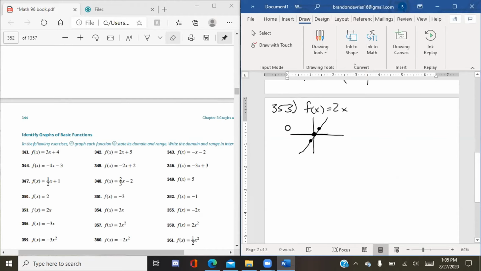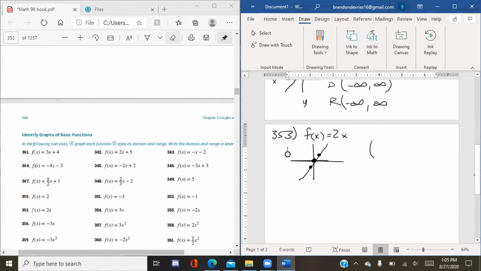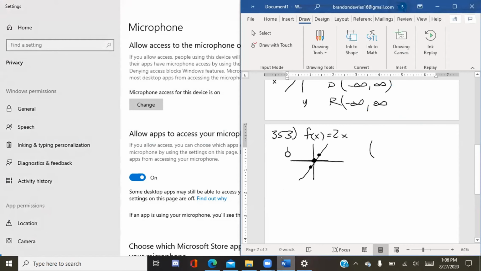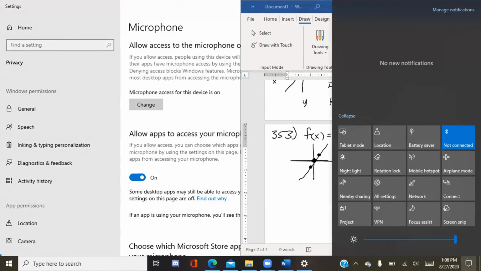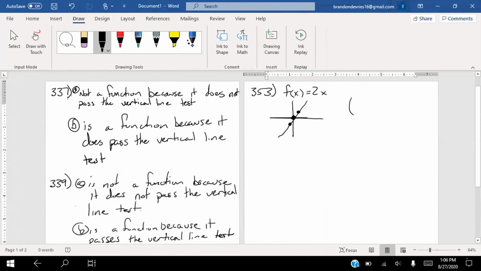So for the domain and range, it's still pretty much infinite and infinite, right? Yeah, it's a straight line that goes on forever. So the domain is negative infinity to positive infinity, and the range is the same thing.